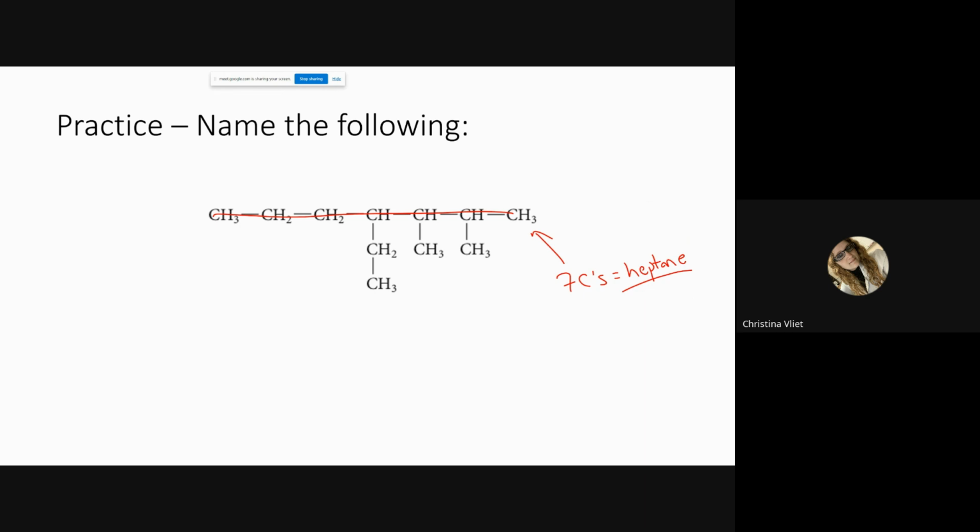You can write both as you're getting comfortable with it. So your left to right would be 1, 2, 3, 4, 5, 6, 7. That's your left to right option. Your right to left option, I'm going to write in a different color, is 1, 2, 3, 4, 5, 6, 7. If you go with left to right, your substituents will be on carbons 4, 5, and 6. If you go with right to left, your substituents on carbons 2, 3, and 4.